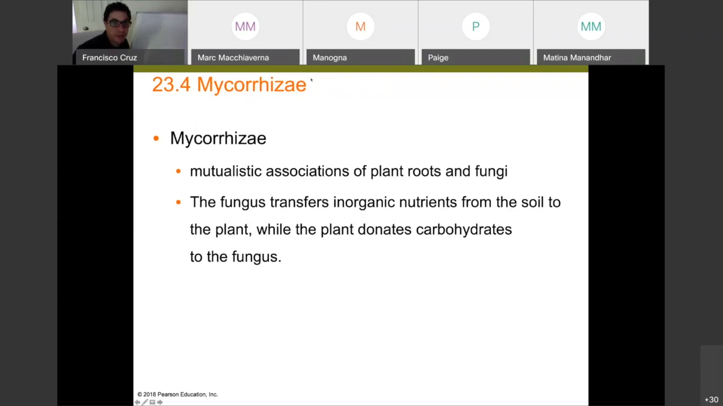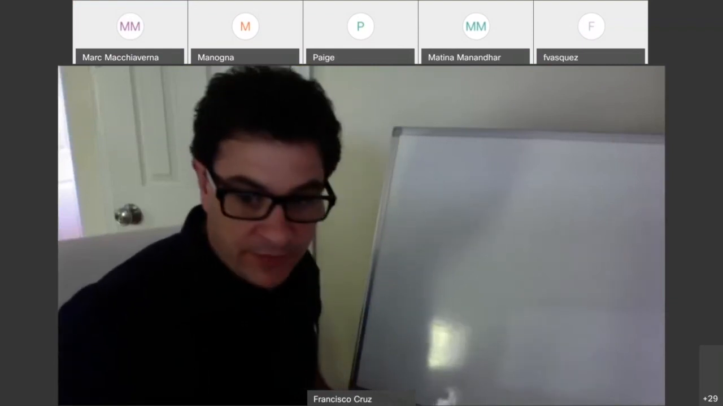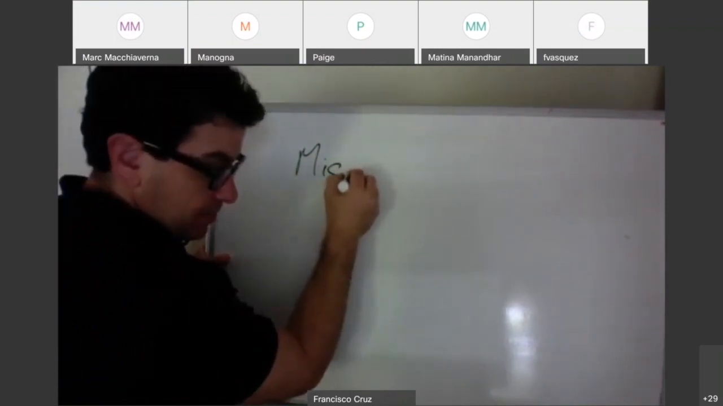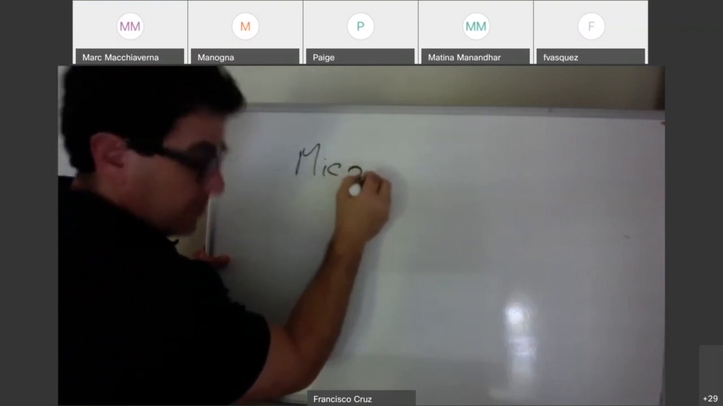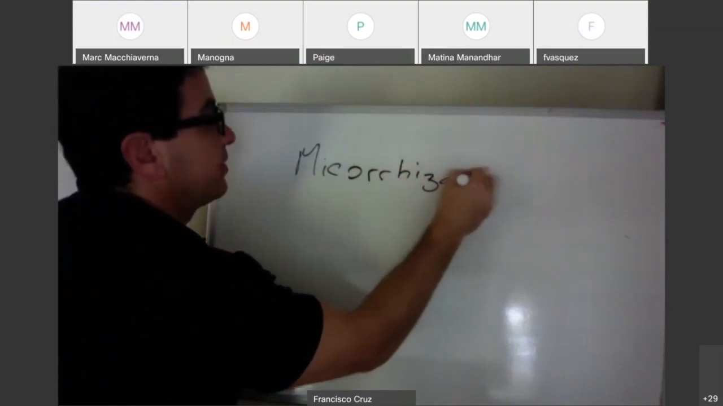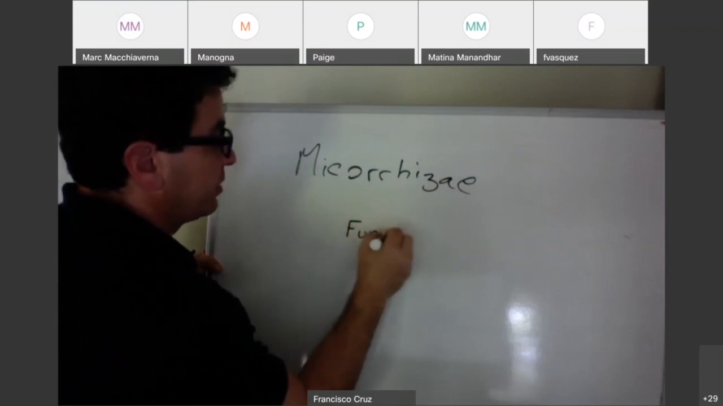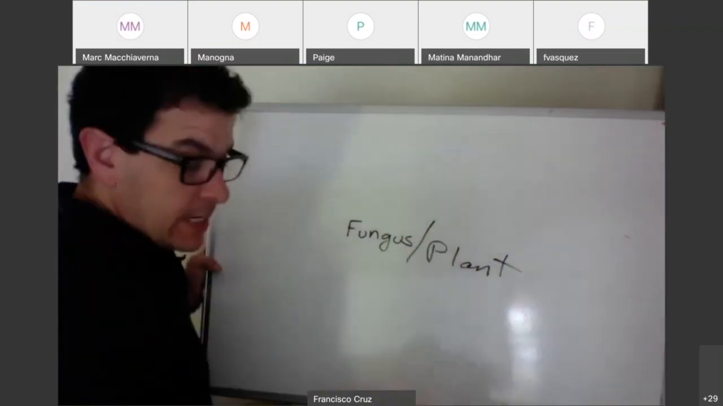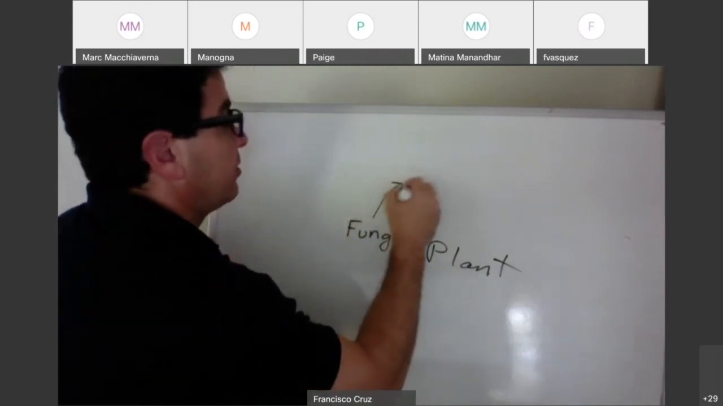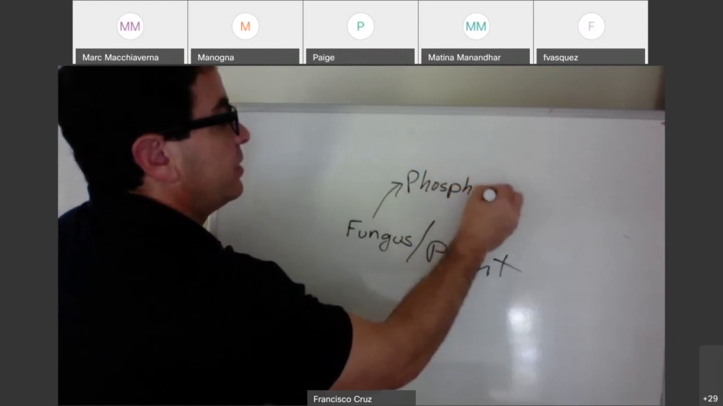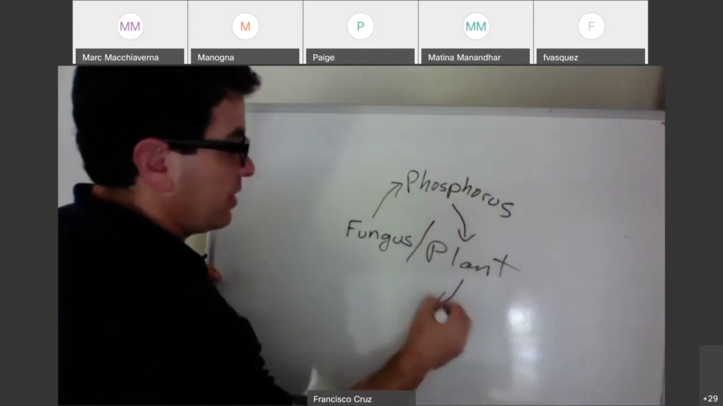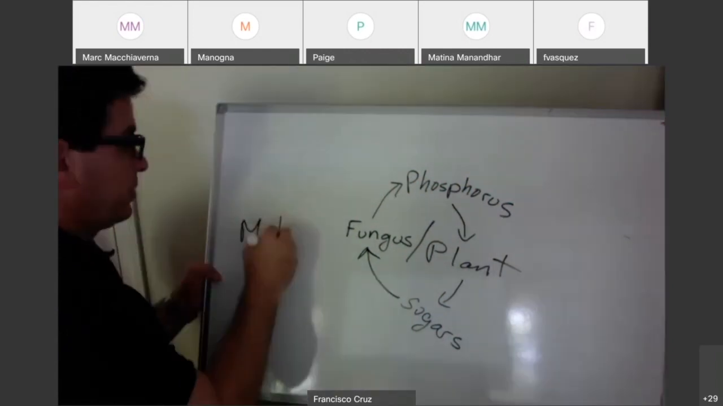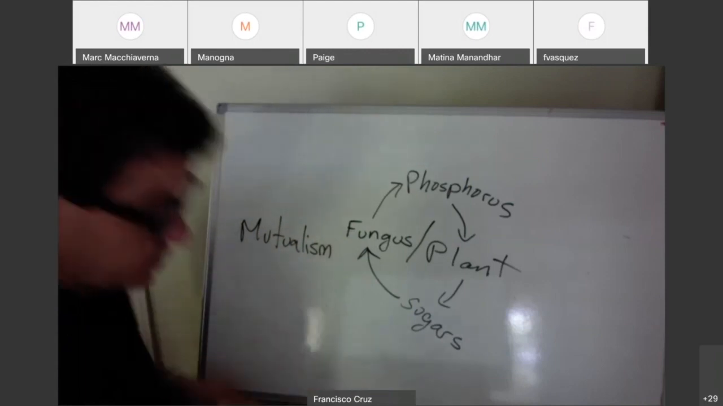And so this one's really simple. Okay. So what you have basically is a fungus and a plant, and the fungus offers lots of things. In the book they talk about phosphorus, but it really depends on what you're talking about. And then the sugars, give me some sugar, from the plant. Okay. So that's a mutualism. Very simple.